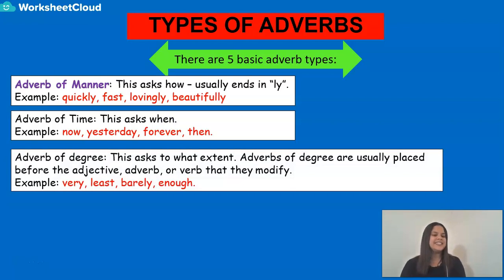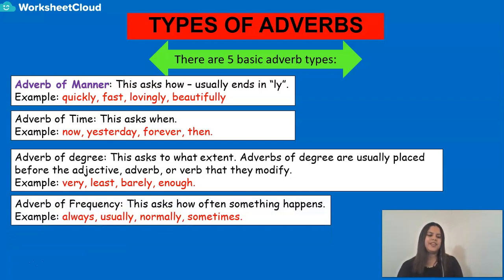An adverb of degree. This asks to what extent. Adverbs of degree are usually placed before the adjective, adverb, or verb that they modify. So it's usually right in front of the word that they're trying to tell us more about. For example, like the word very. He ran very fast. Fast is also an adverb, and very is now telling me more about the adverb fast. Least, barely, and enough are examples of adverbs of degree.